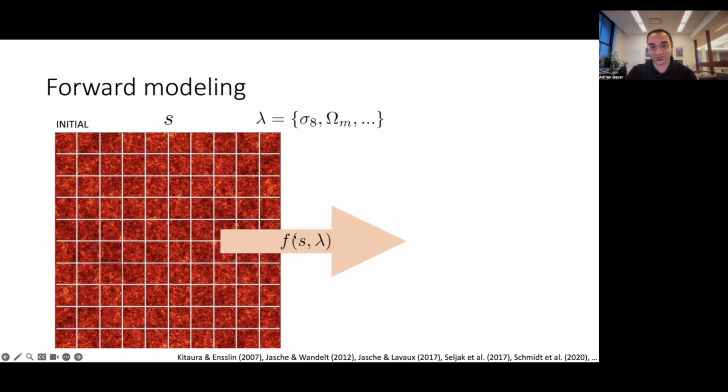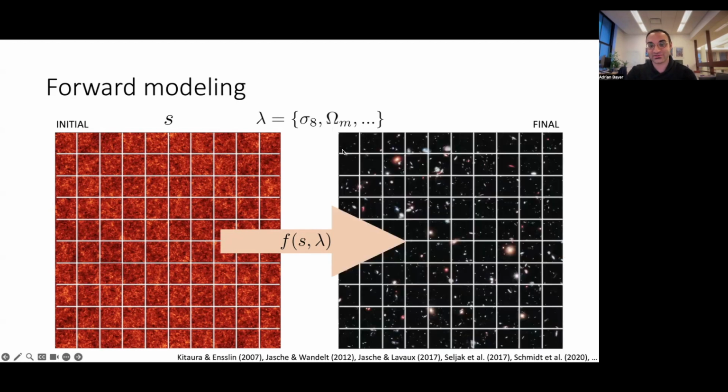So you have some forward model like an N-body simulation or perturbation theory, which takes your initial universe s, every pixel in your initial field of the universe, and some cosmological parameters lambda, for example, sigma_8, Omega_m, and gives you some final field like the galaxy field or the weak lensing field. And this will be very nonlinear.